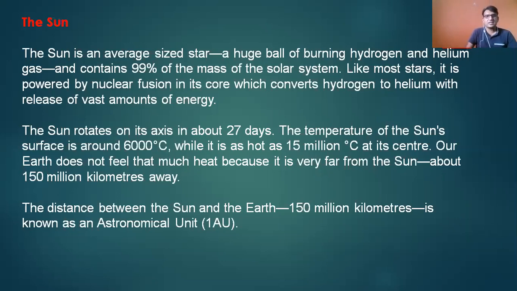The temperature of the sun's surface is around 6,000 centigrade, while it is 15 million centigrade at the center. So the surface temperature of the sun is 6,000 centigrade, while if you go to the core in the middle of the sun, you will find 15 million centigrade. Our earth doesn't feel that much heat because it is far away from the sun, about 150 million kilometers.